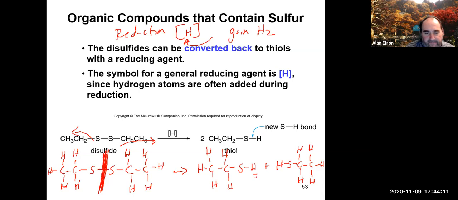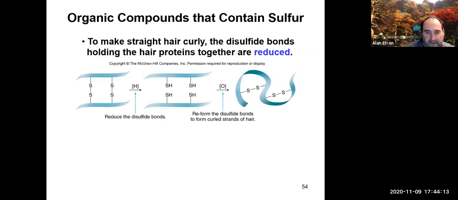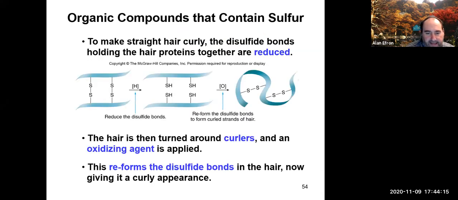Like I said before, we'll see this a little bit more in a later chapter as well. Again, there's a couple of amino acids, actually one amino acid, that has a thiol on it. You can see these amino acids here, and they make these disulfide bridges or bonds between the different amino acids. You can see this causes some curling as well.